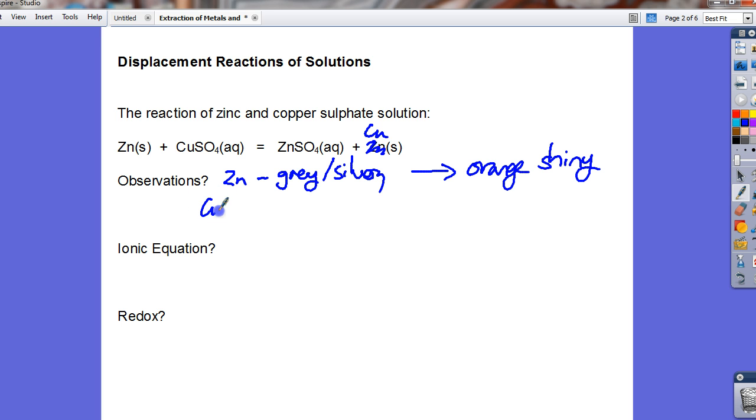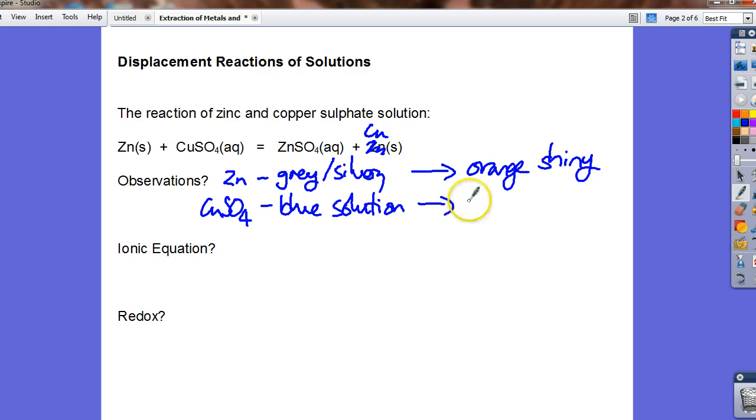Copper sulfate solution. Well, you should know copper sulfate solution is quite a frequently used one in the laboratory. It's a blue solution. Zinc sulfate, it's not blue, it's actually colourless. So the blue solution gets paler and paler and paler until it becomes colourless. We don't see any gas being evolved, we don't see any bubbling, and the reason for that is because you're not producing any gas. Copper is a solid, zinc sulfate is a solution.